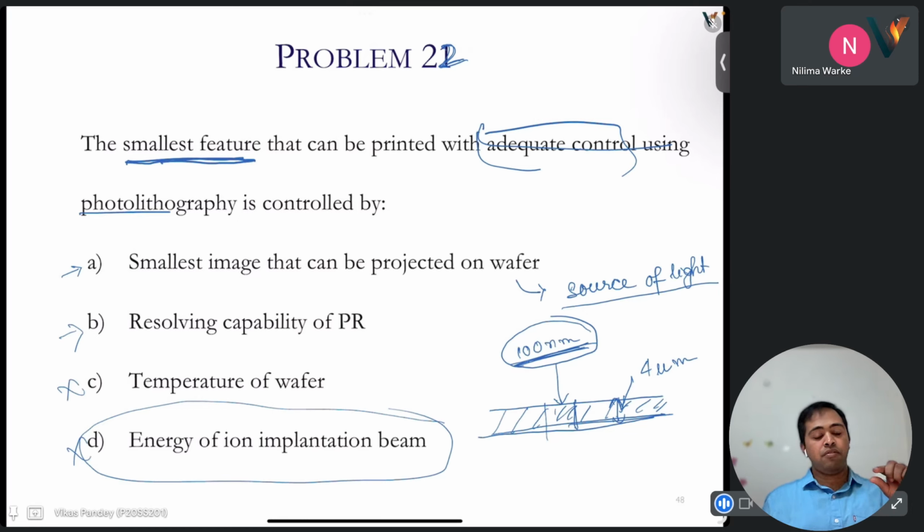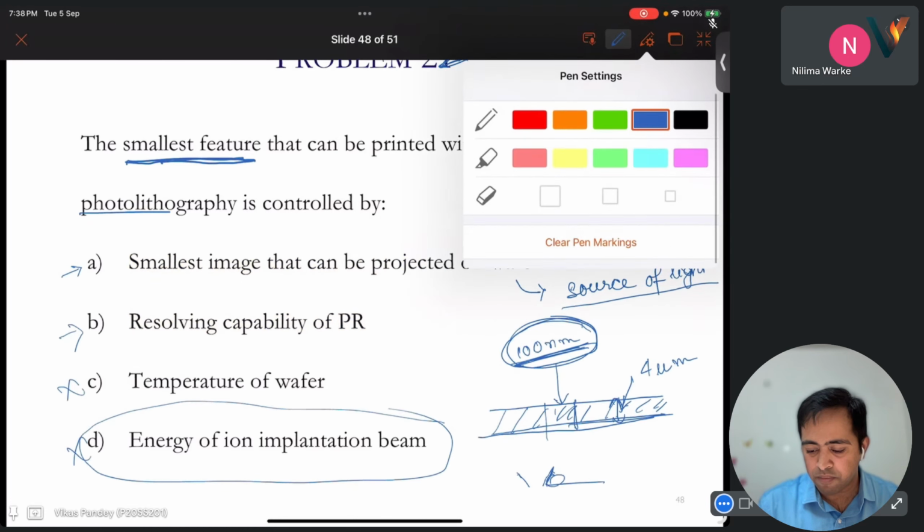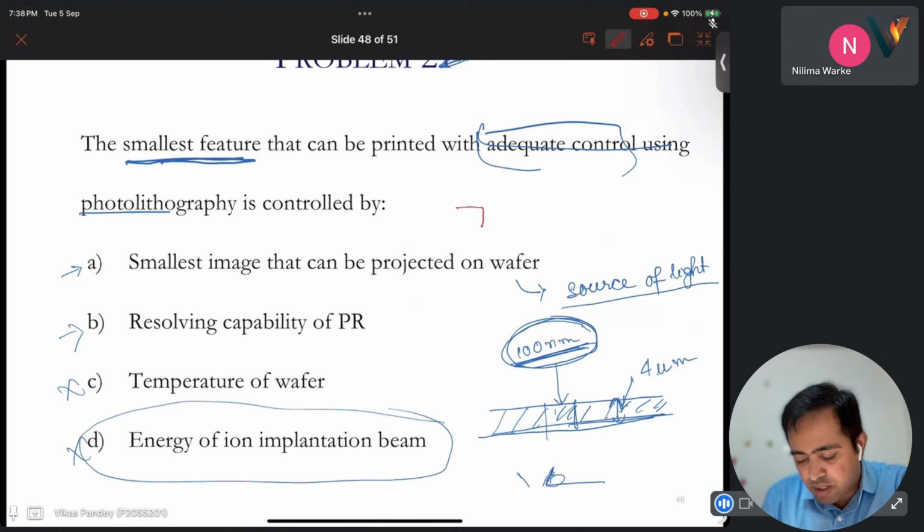If we have thick photoresist, we cannot carve out very small features from it. Say I want to create a feature like this, and the gap is say 100 nanometer. Getting it?